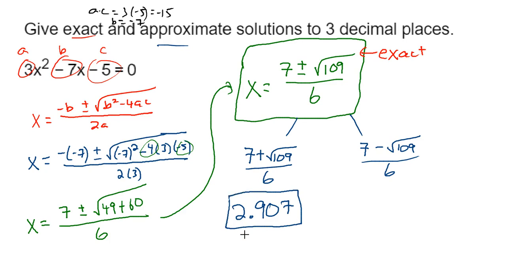All right. And so that's the 3 decimal places rounding it. And this is an approximate solution, right? It's a decimal approximation of this answer with the plus sign. We'll do the same thing with the minus sign, so let's start over again.